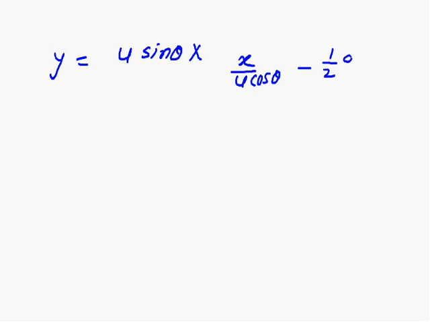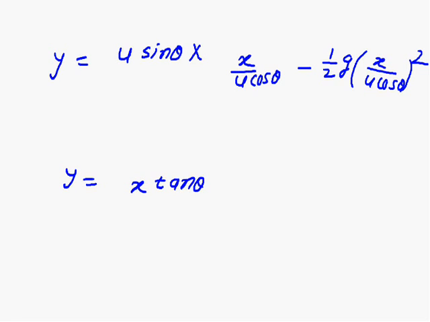On using equation first in this equation, y equals u sin theta into x upon u cos theta minus half g into the whole square of x upon u cos theta. That means y equals x tan theta minus half g x square upon u square cos square theta. This is the equation of a parabola. So the path of the particle is a parabola.